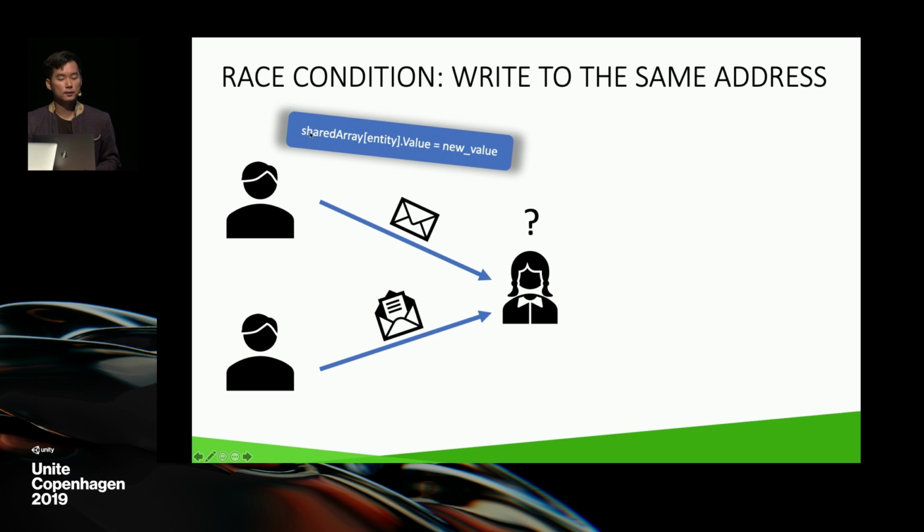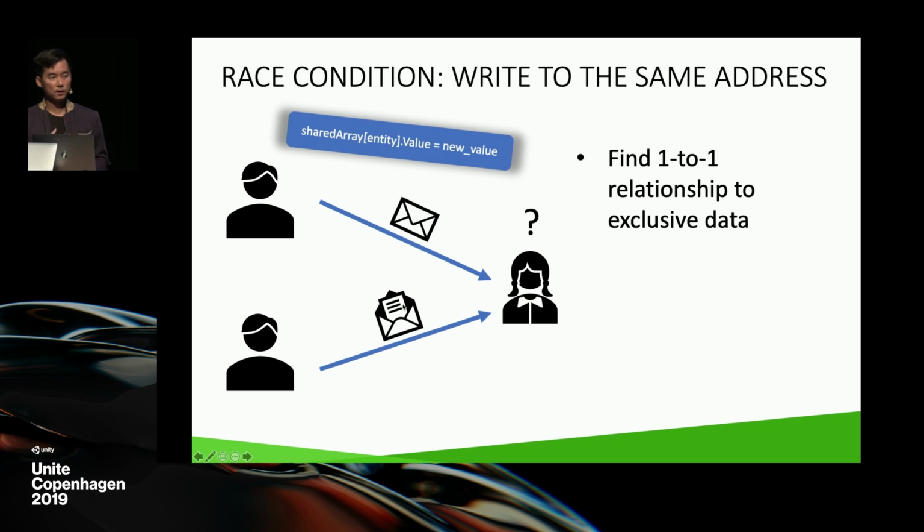Let's say we have this line in our job code that is trying to write a new value into an array element. And because this is parallel programming, this line will be executed on multiple worker threads at once. And in some cases, we have two worker threads writing to the same entity, and a race condition will occur. You end up with an unknown value. You don't know whether it's this one or this one.